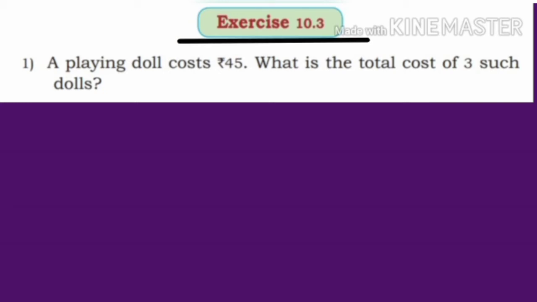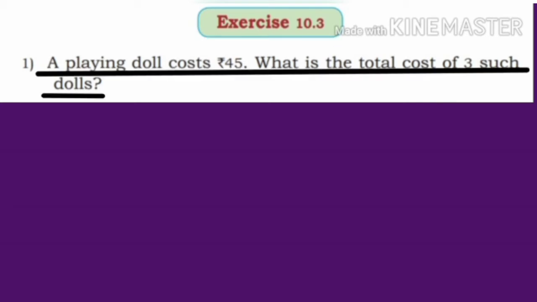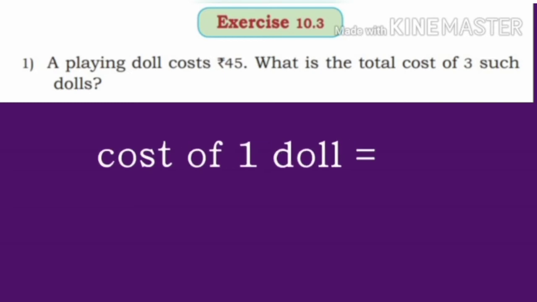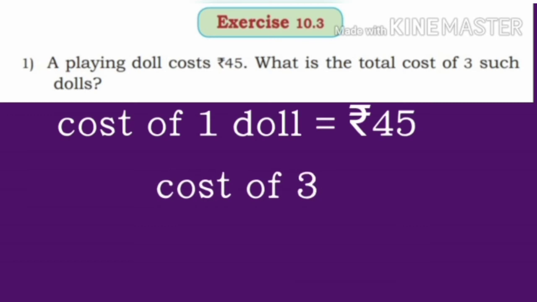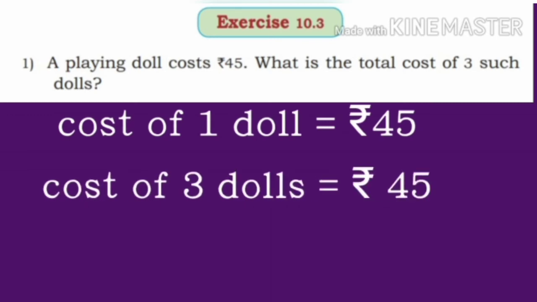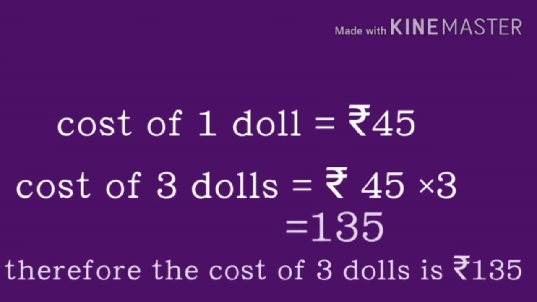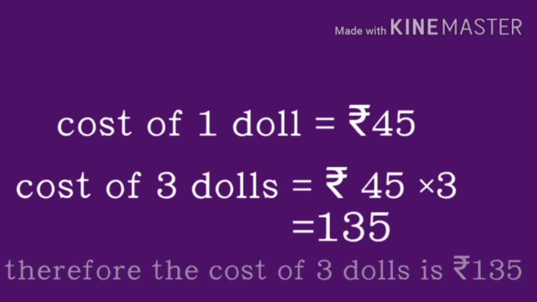First one, a playing doll costs 45 rupees. What is the total cost of 3 such dolls? Let us write the statement. Cost of one doll is 45 rupees. Cost of 3 dolls, 45 multiplied by 3. Here multiply 45 by 3 is equal to 135. Therefore, the cost of 3 dolls is 135 rupees.